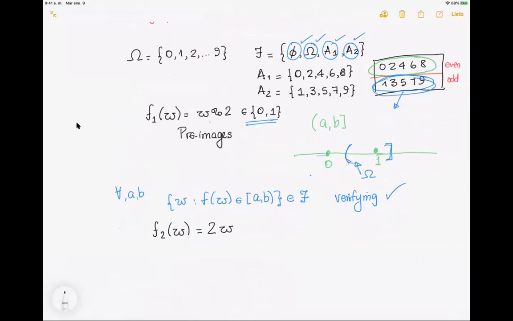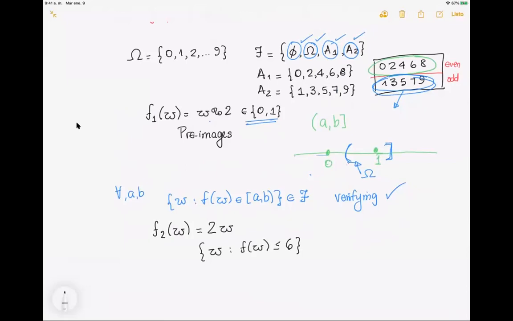So is this function measurable with respect to this sigma algebra? In this case it won't be. In order to realize that this is not the case, I'm going to use an example. I'm going to ask what would be the particular case, all the omegas such that f of omega is less or equal to, say, 6.